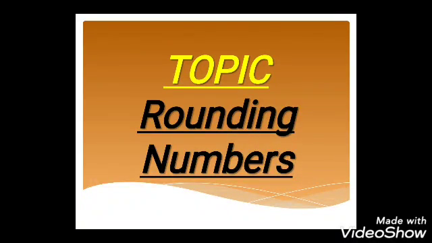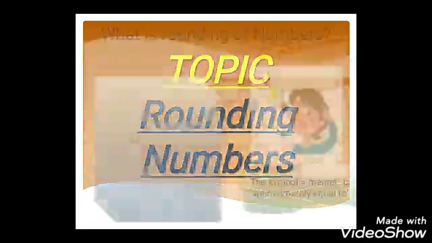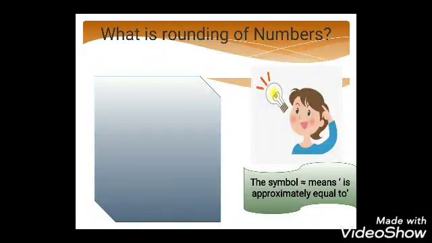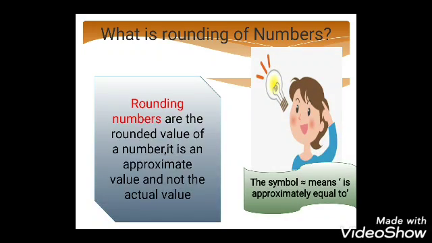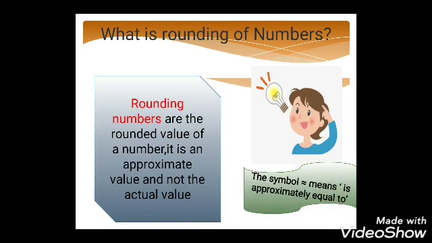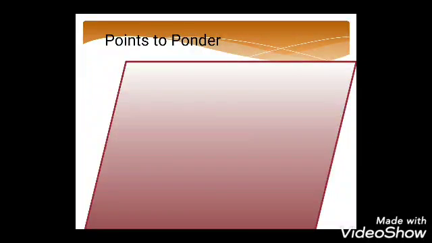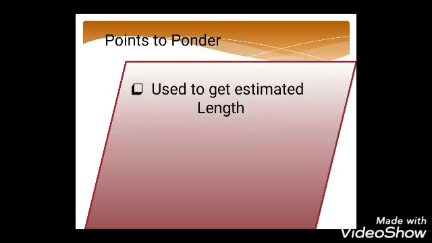Now let us come to rounding numbers. So what are rounding numbers? Rounding numbers are the rounded value of a number. It is an approximate value and not the actual value. The symbol means is approximately equal to.